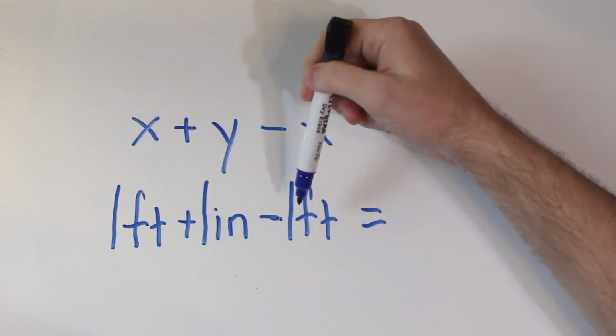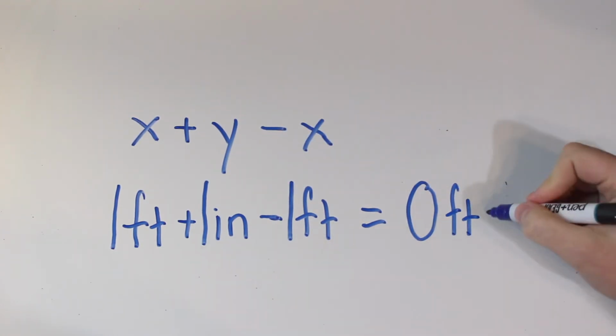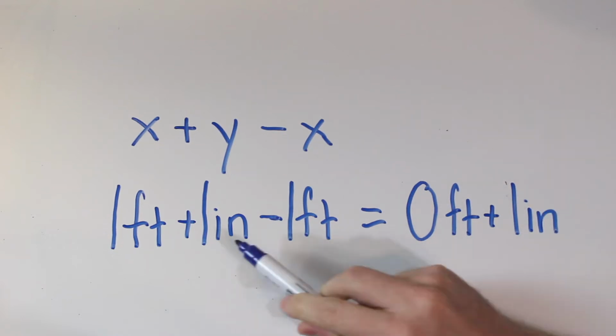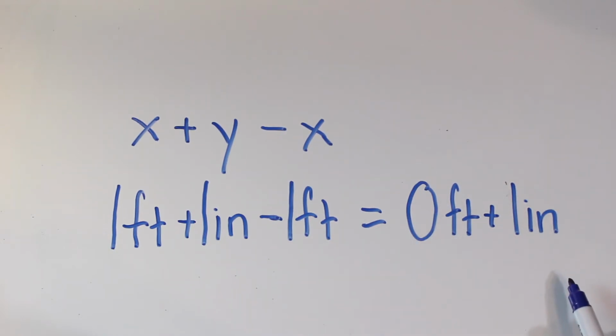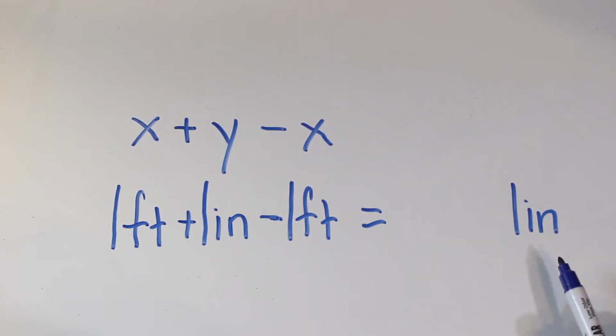What's 1 foot minus 1 foot? 0 feet. So our answer would be 0 feet plus 1 inch. You don't have to say the 0 feet part, so we can erase that. Our answer is simply an inch.